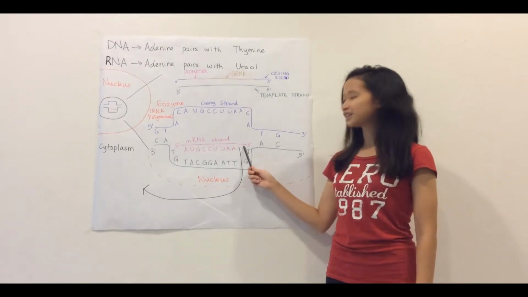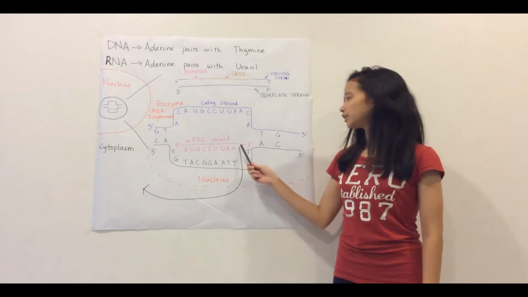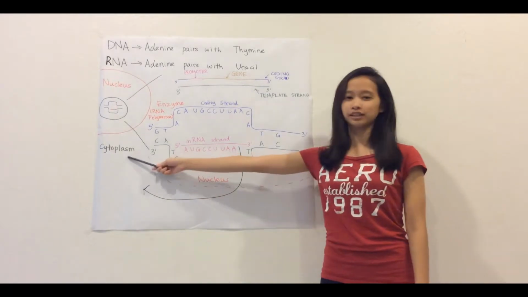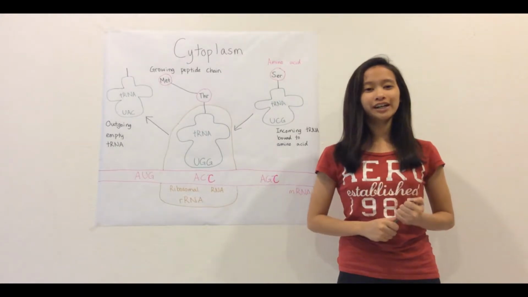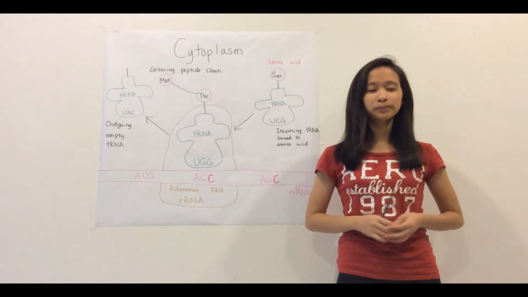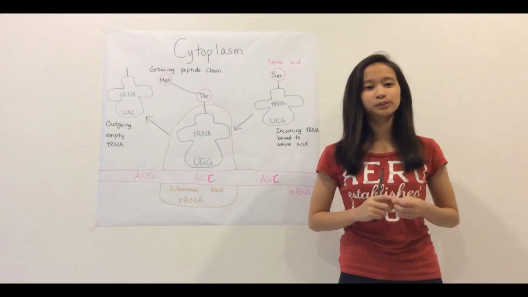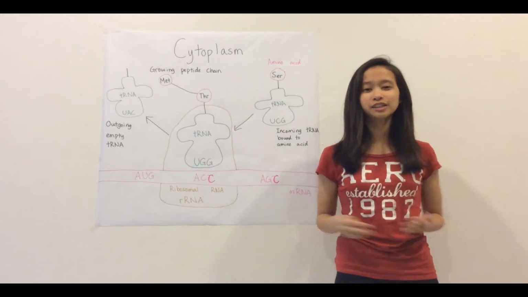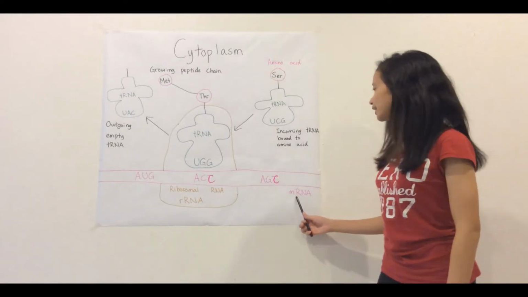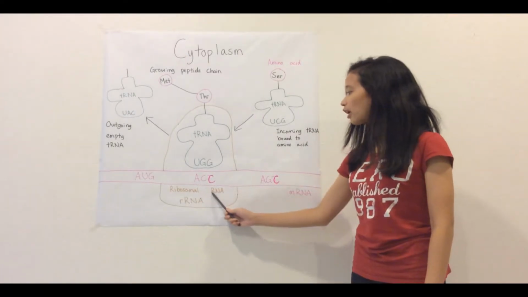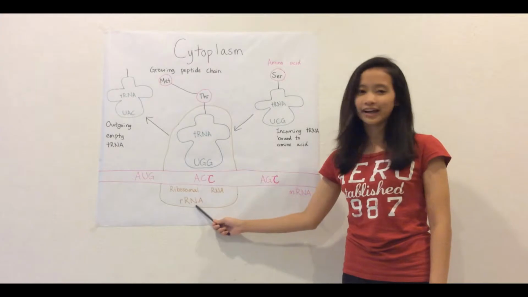After the mRNA has stopped transcribing the DNA, it will leave the nucleus and enter into the cytoplasm. The translation process starts when the mRNA has to be translated into individual amino acids. The amino acids will then link together to form long chains of proteins. The translation process starts when the mRNA enters into the ribosomal RNA, also known as the rRNA.